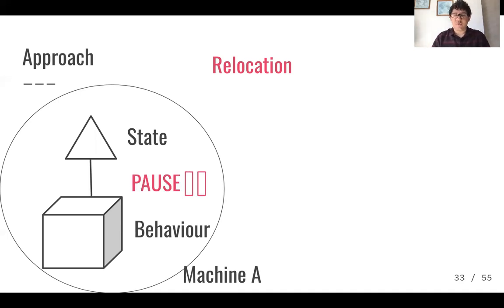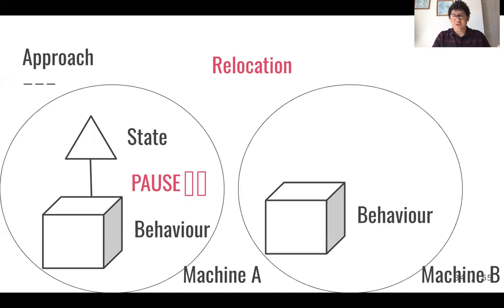So first of all, we stop the object. Stopping the object would make the state not be changed when we're doing all of the steps that are necessary to relocate it. So we just stop the object. So incoming requests are not going to be processed.